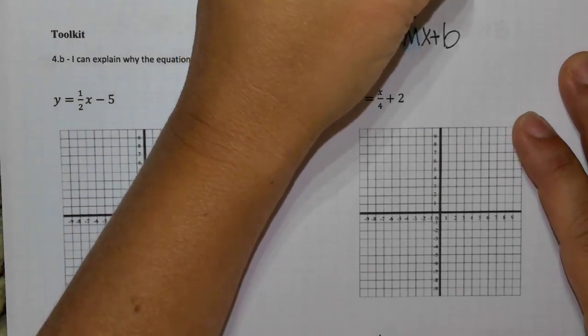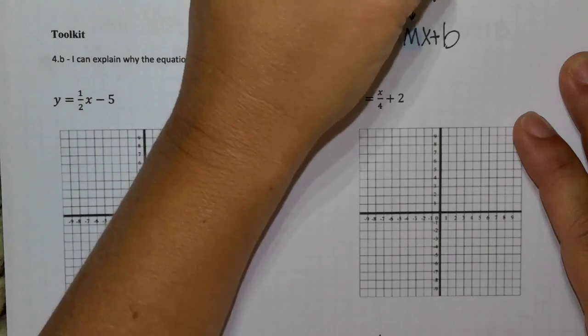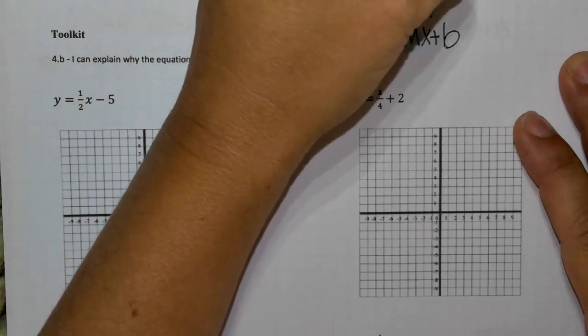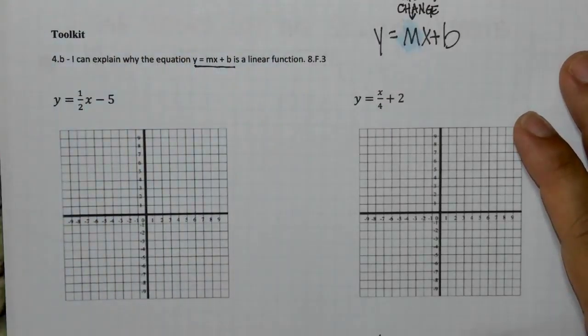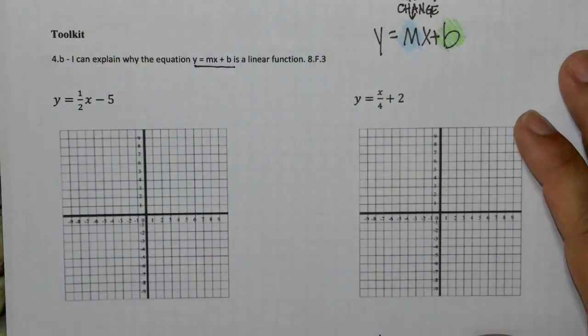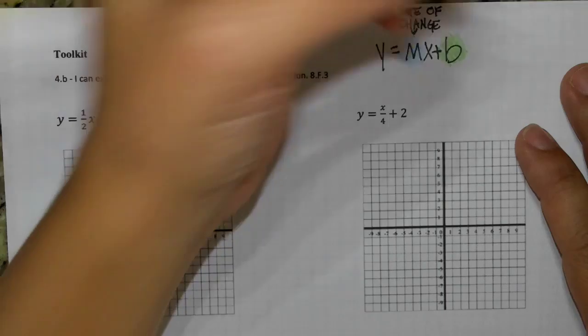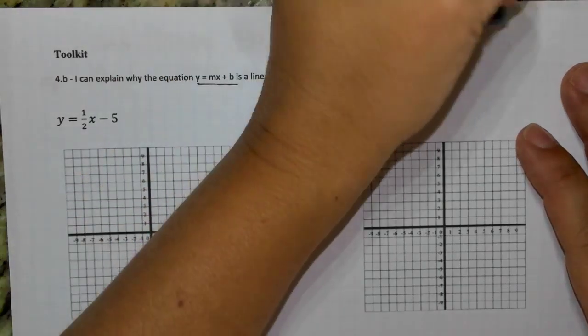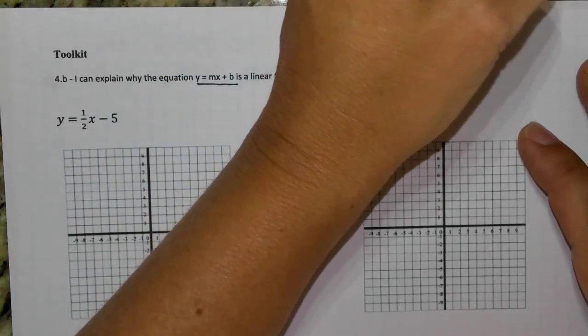Rate of change. And then I'm going to color my b green, and we know that the b is standing for our y-intercept.